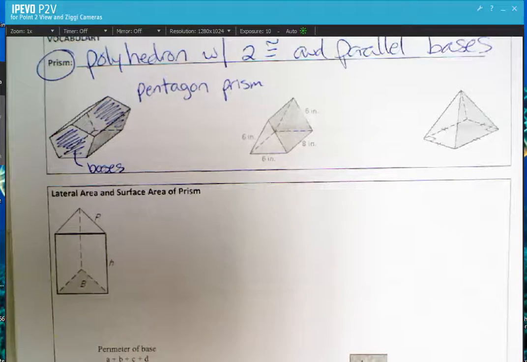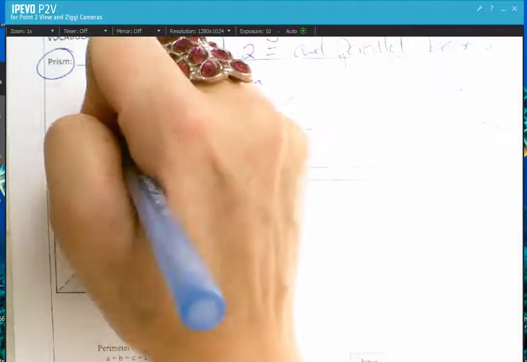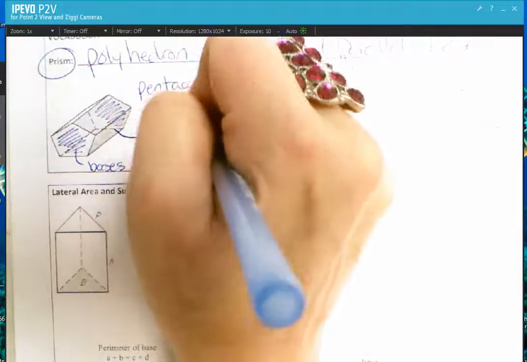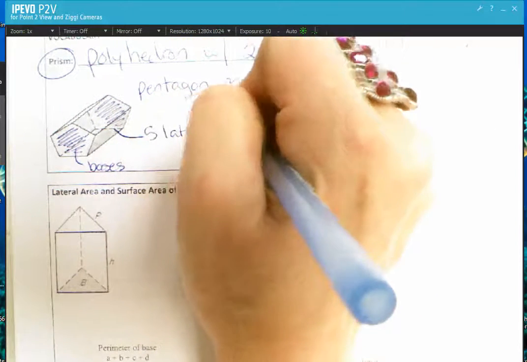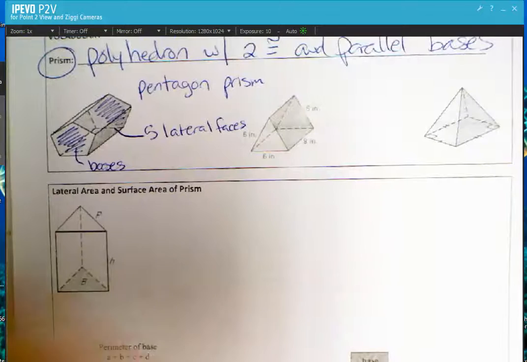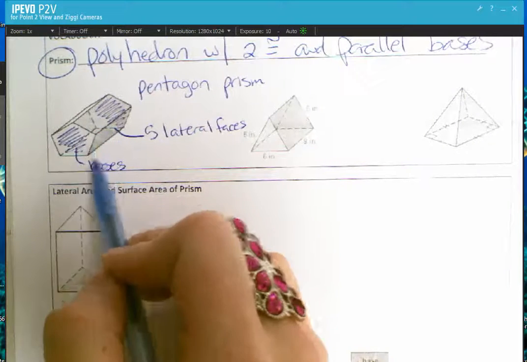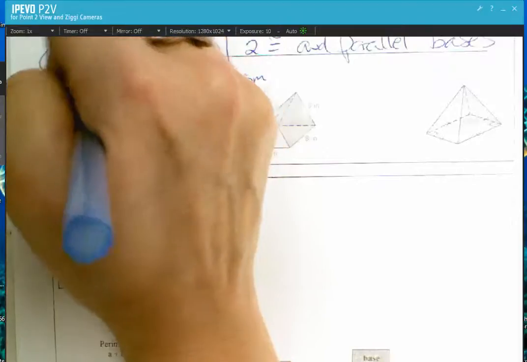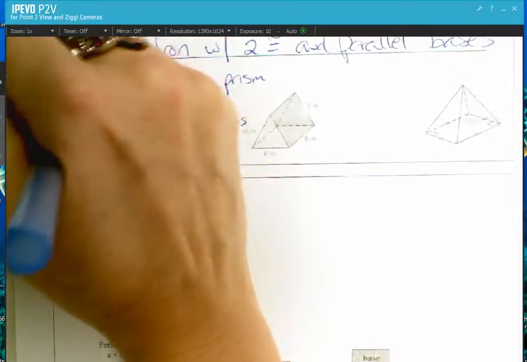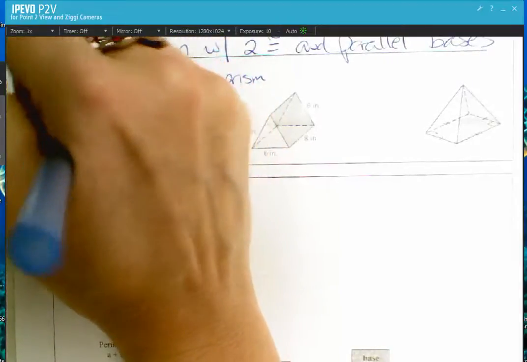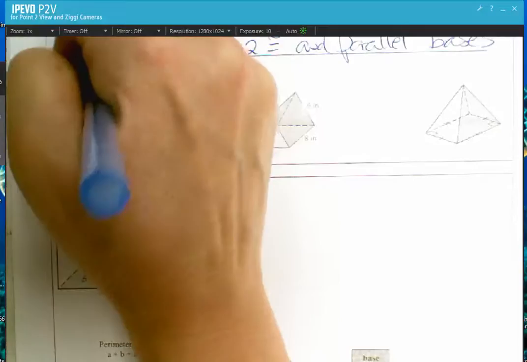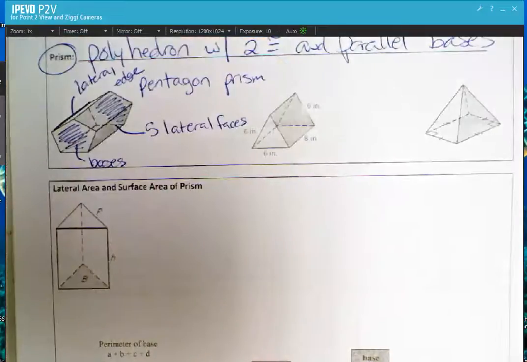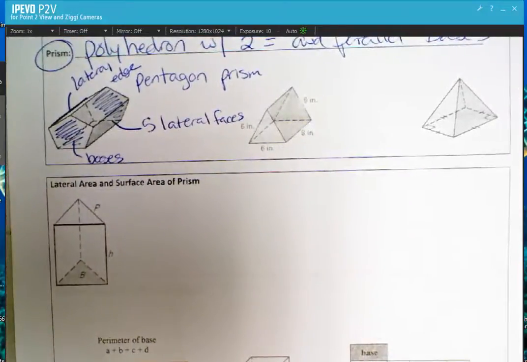We will also have lateral faces. So in this case, I'm going to have 5 lateral faces, 1, 2, 3, 4, 5 on the bottom. And then we're now calling these edges that we had before, where those lateral faces intersect, lateral edges. Okay, so we'll have 5 lateral edges as well.